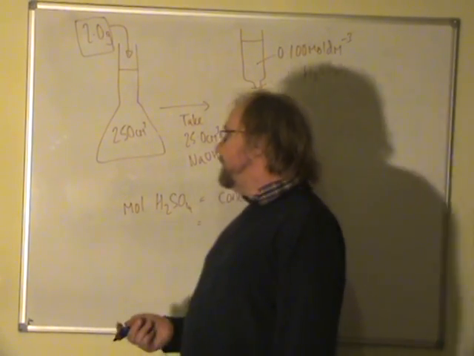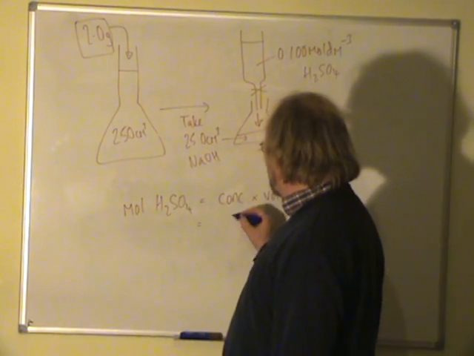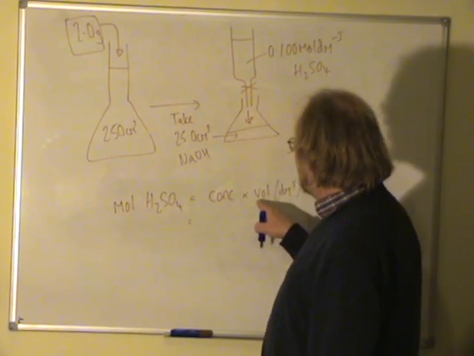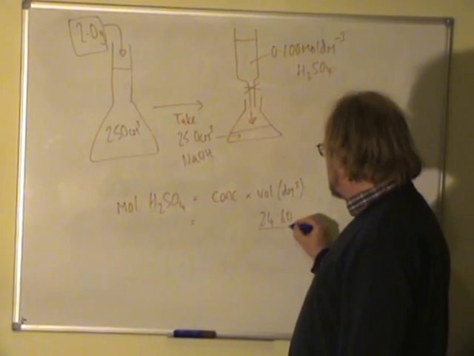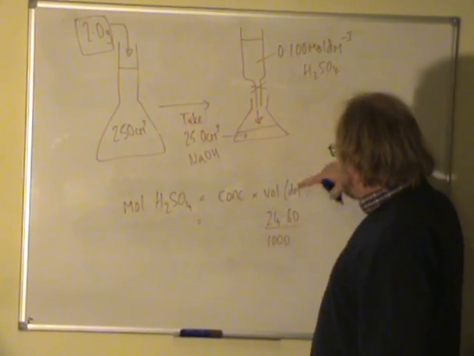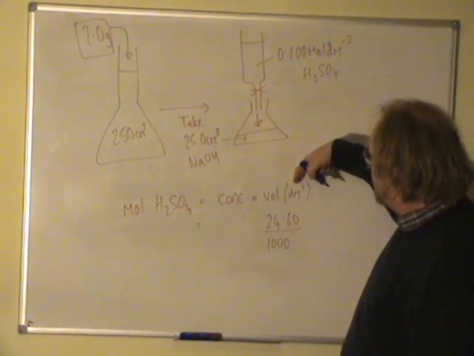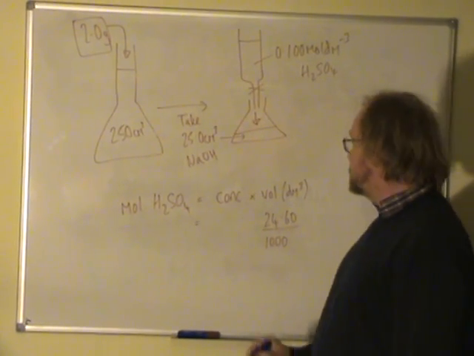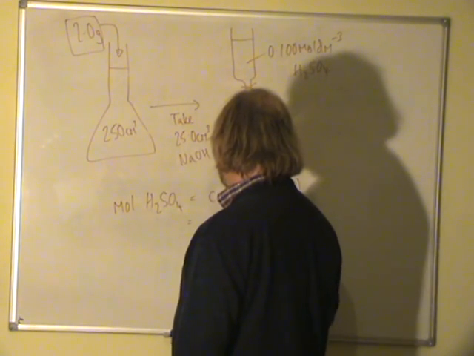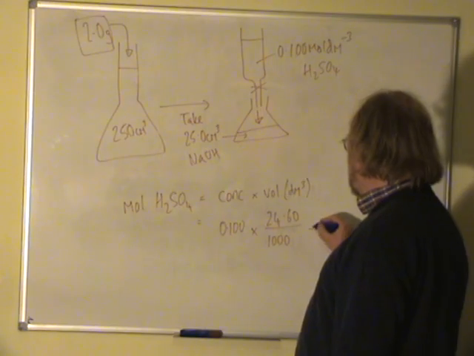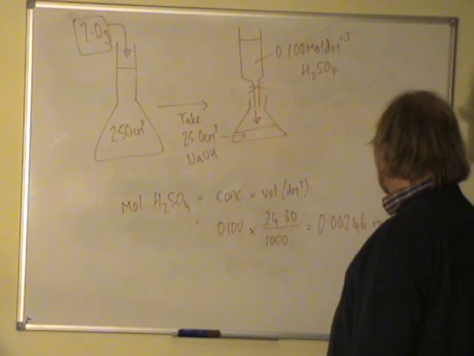So we should have that information there, and indeed we have, because it tells us that we had 24.60 cm cubed of sulfuric acid as the volume, but remember that has to be divided by 1000 to put it in dm cubed. So it's really important to remember this formula not just as concentration times volume, but as volume in dm cubed, so you remember that divide by 1000 step. And the concentration, it tells us, is 0.100 moles per dm cubed, and that comes to 0.00246 moles.